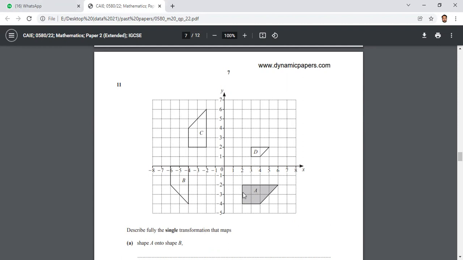So if we think about A to B, it cannot be reflection. It is not translation even. Enlargement, of course, not. So we will think about rotation. And now we have to say that it is rotation of what? Clockwise, anti-clockwise. And what is our center of rotation? So if we check this question from A to B, it is clockwise rotation, but how to find the center of rotation? We have different methods to find the center of rotation.